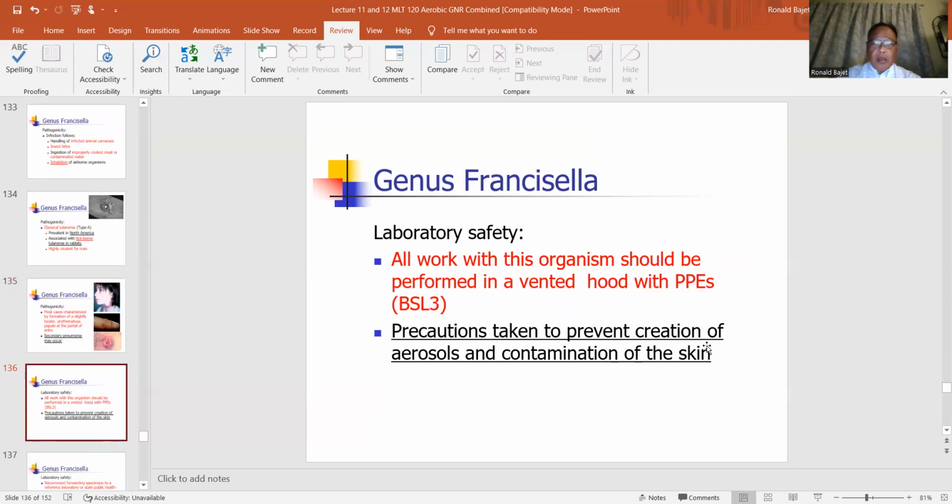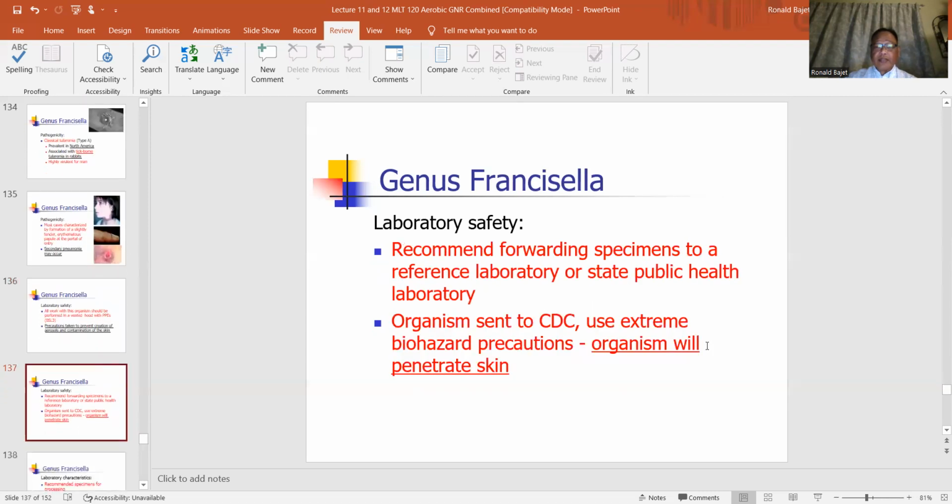Francisella, laboratory safety: all work with this organism should be performed in a vented hood with PPE, at Biosafety Level 3. Precautions should be taken to prevent creation of aerosols and contamination of the skin. It is recommended to forward the specimen to a reference laboratory or state public health laboratory. The organism is sent to CDC. Use extreme biohazard precautions, because this organism will penetrate the skin.